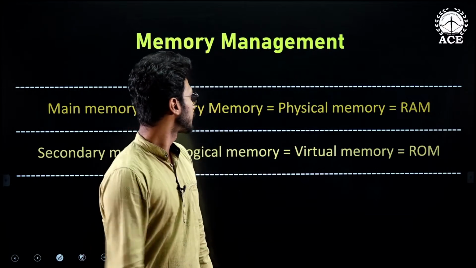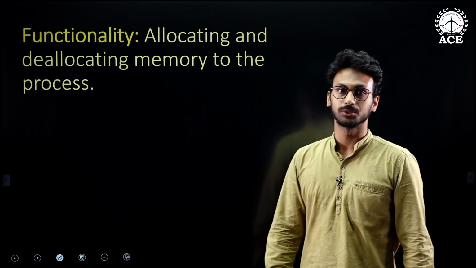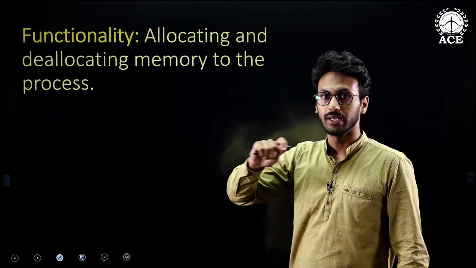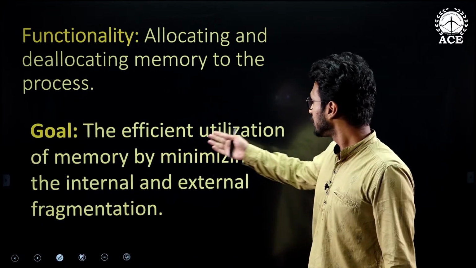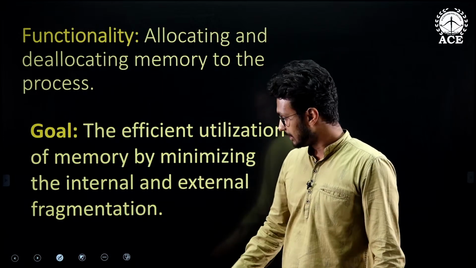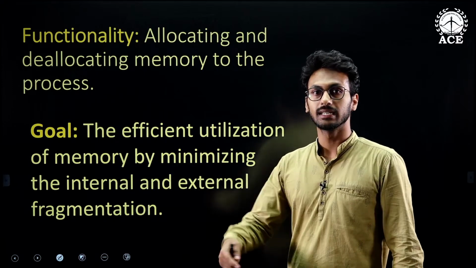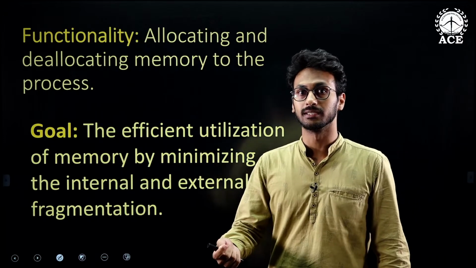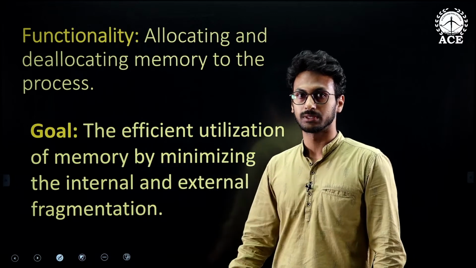Let's get to the next point. See, what is the functionality of memory management? Allocating and deallocating memory to the processes. We are allocating and deallocating memory to the process. Let's see the goal: efficient utilization of memory by minimizing the internal and external fragmentation. These are the points which you will encounter in further slides. Internal and external fragmentation, what is it and why do we have to minimize it? I'll tell you when that particular point comes.